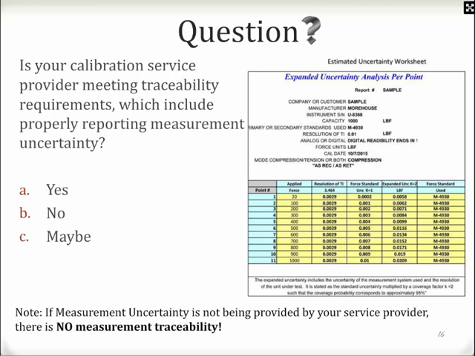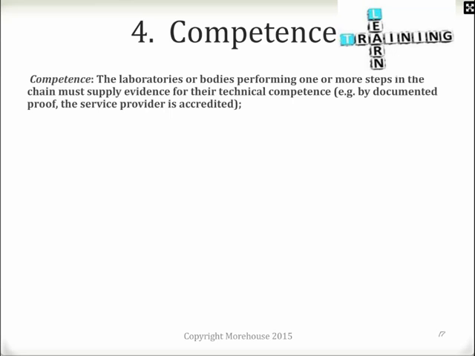All right, thank you, Billy. As everyone's making their selection, here's what's important to note. If measurement uncertainty is not being provided by your service provider, there is no measurement traceability. How do you know how good the measurement uncertainty of your device is if the service provider is not telling you what their measurement uncertainty is? They may have a measurement uncertainty that's 4 or 5 times what you expect your device to be.